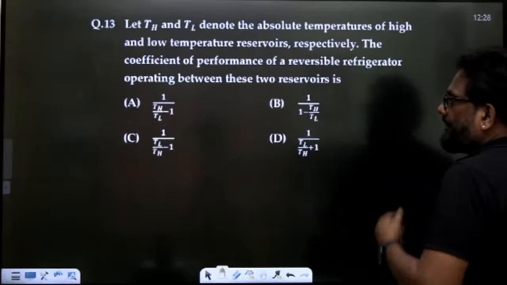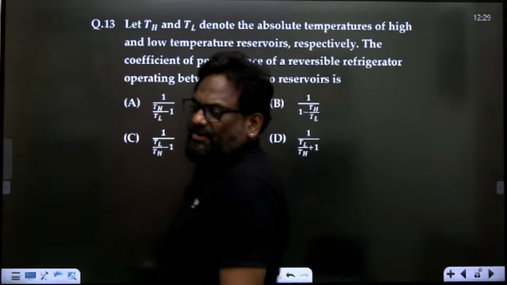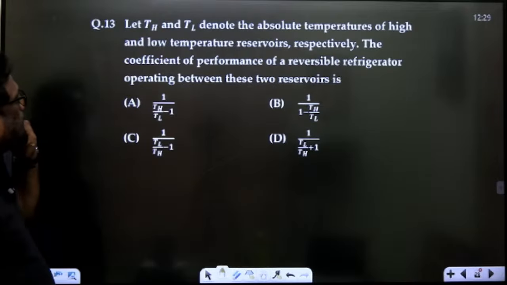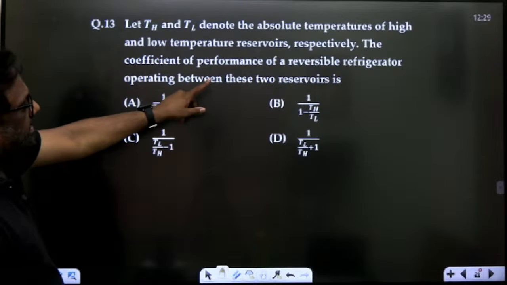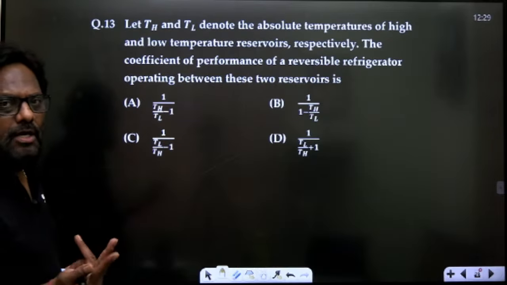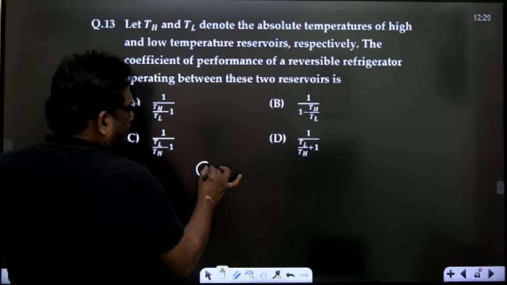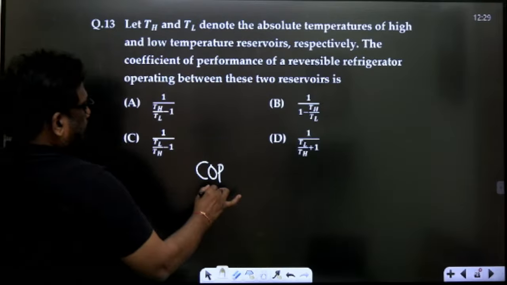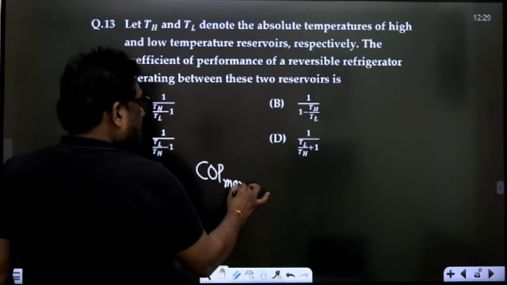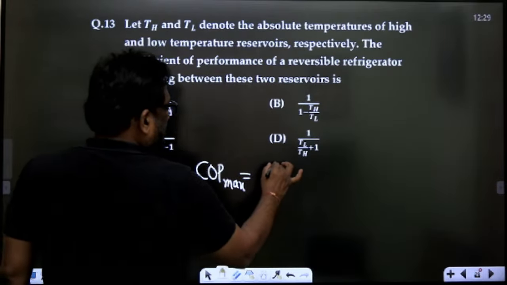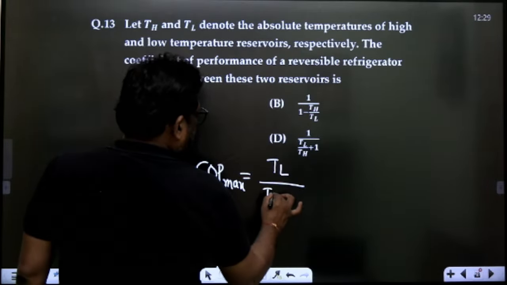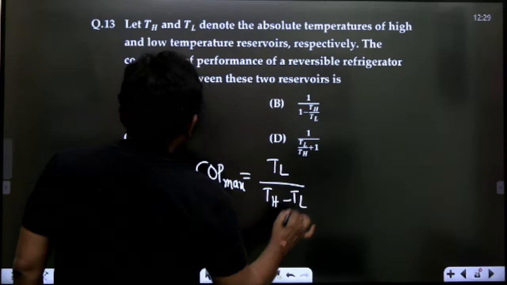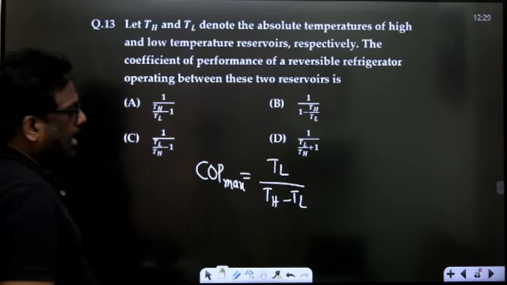Okay. Do this. Straight question, sir. Look. What is the COP of a reversible refrigerator? Reversible means Carnot. Carnot means maximum. Maximum COP, reversible COP or maximum COP. T lower by T higher minus T lower. So in the numerator it is 1. How can I get 1?